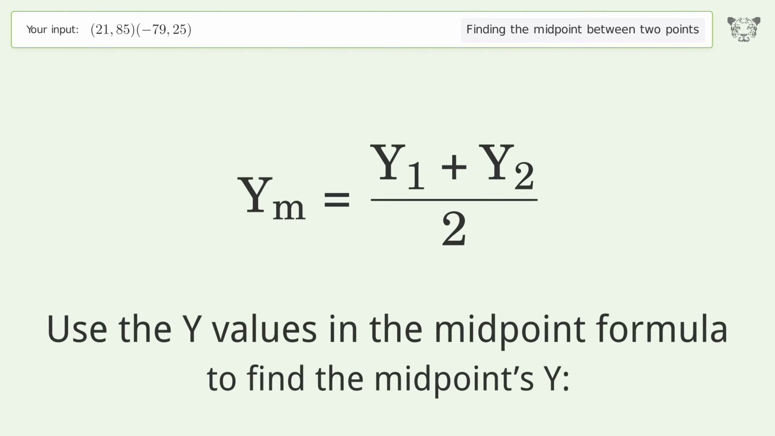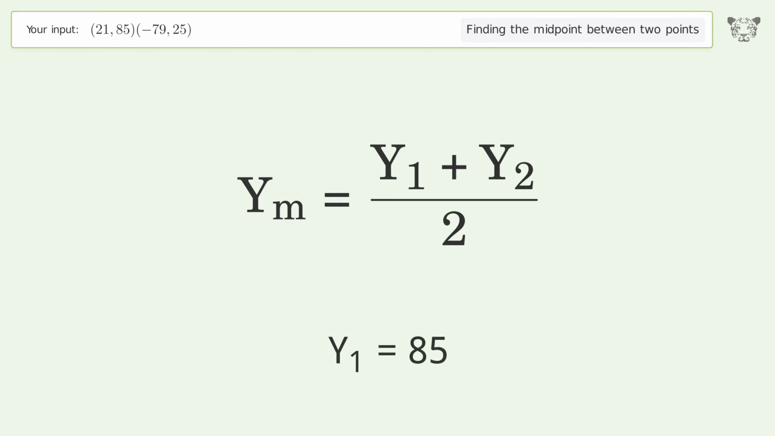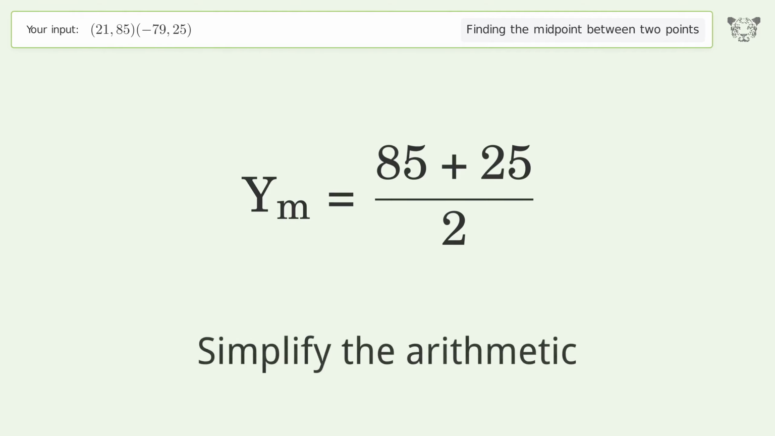Use the y values in the midpoint formula to find the midpoint's y. y1 equals 85. y2 equals 25. Simplify the arithmetic.